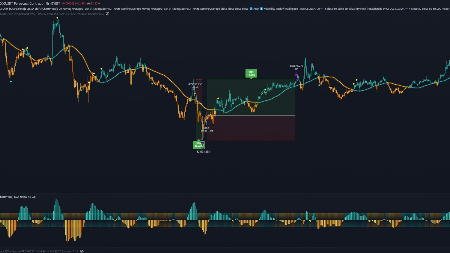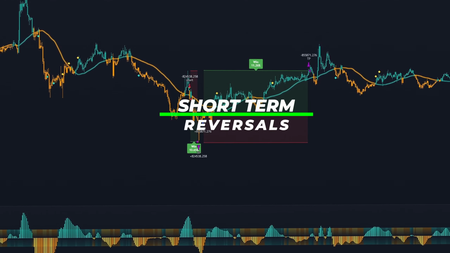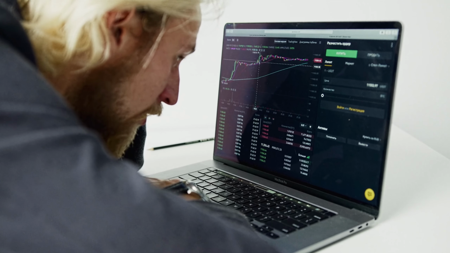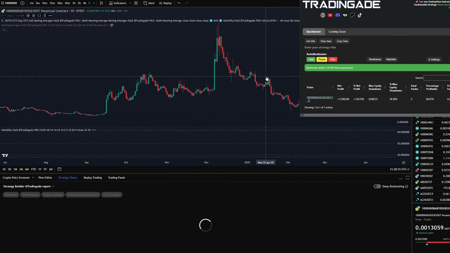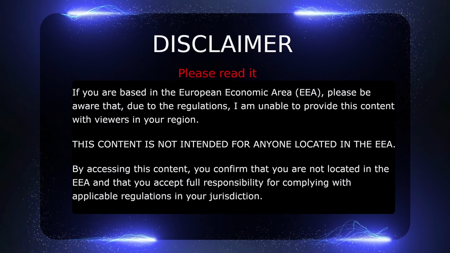Today we're building a complete trading strategy using a very simple TradingView indicator to spot short-term reversals. We're gonna check out the indicator used, see how it looks on the chart, and finally, just to be sure our strategy works, we're gonna backtest it over 4,000 times. Do you think that's enough? Let's jump straight into it!